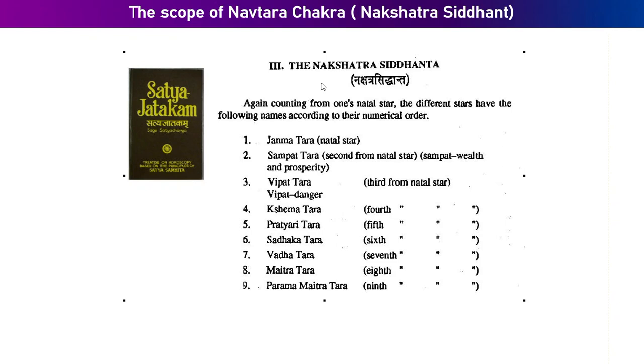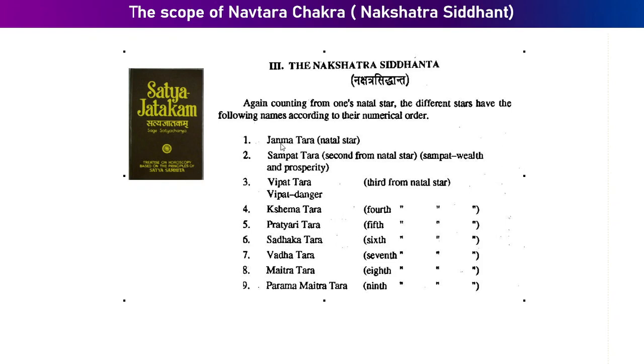But let's first look at what the Navatara or the Nakshatra Siddhant is. So let me read the rule as it is given by sage Satyachar. Counting from one's natal chart, the different stars have the following names according to their numerical order. So the first one, which is your birth star, where the moon is, your Janma Nakshatra, which is called Janmatara. So that's given the numerical order as 1.